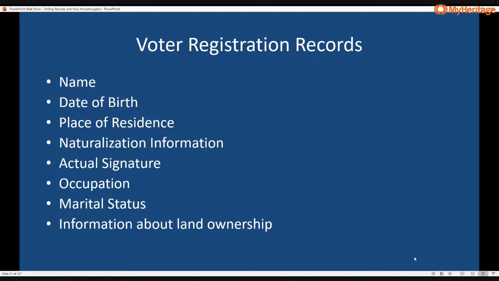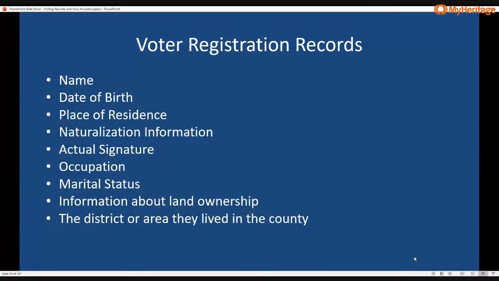And information about land ownership. There are periods of time when only landowners could vote. And so you'll need to check the rules and the laws of the areas where you're researching. If only landowners could vote, and they're listed on the voter registration list, that means they own property, which should then take you to the deed records to try to find and determine that land ownership.